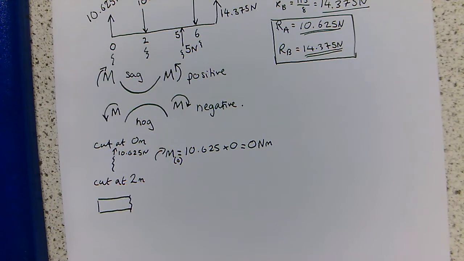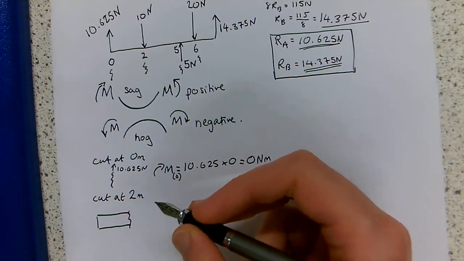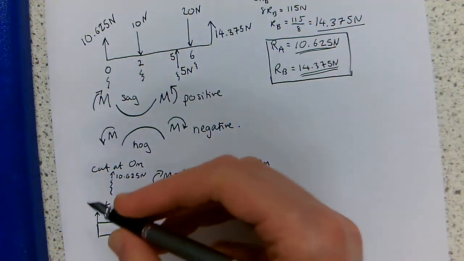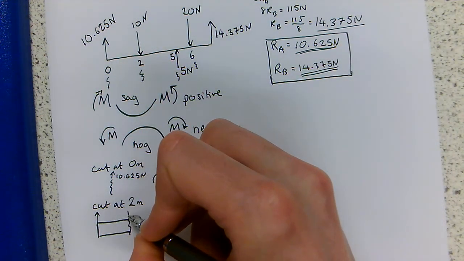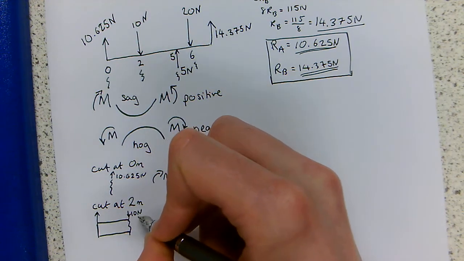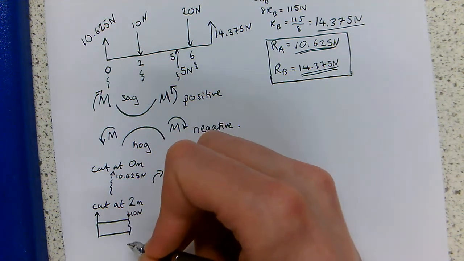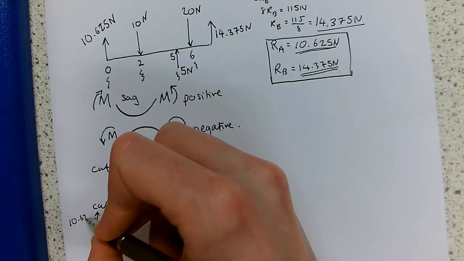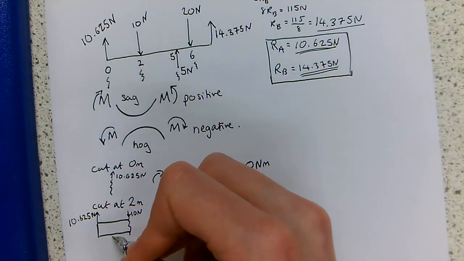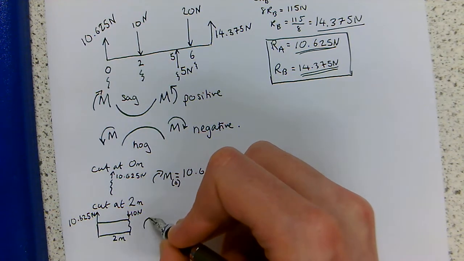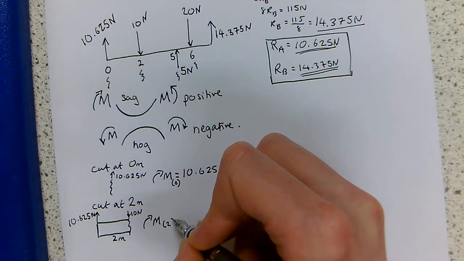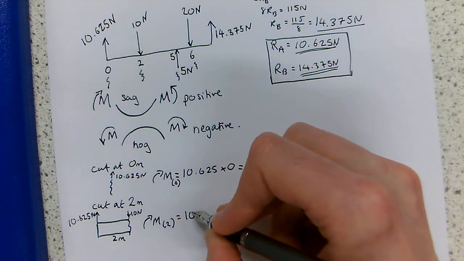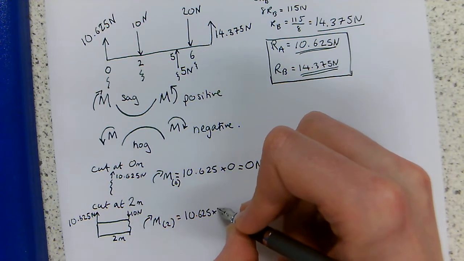with our cut taken, and we include the forces that are acting to the left of our cut. So we can see there is a 10 Newton force, but it's acting on the cut directly, so its moment will be 0. There is this 10.625 newtons acting upwards at 2 metres away. So the bending moment at 2 is going to be positive 10.625 times 2.